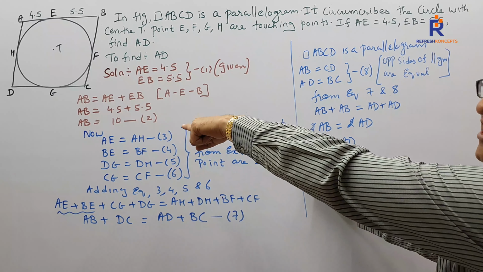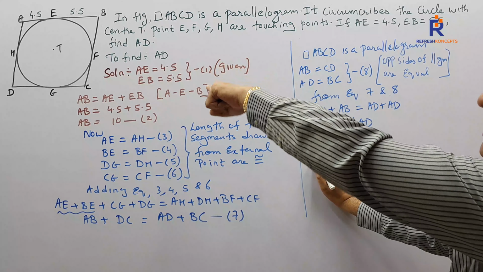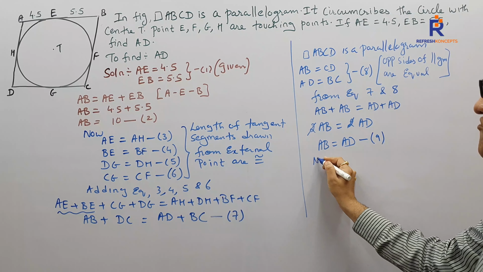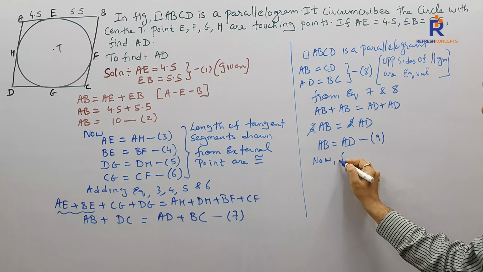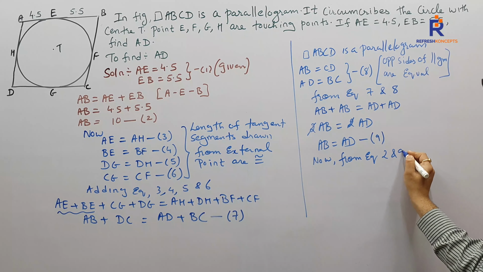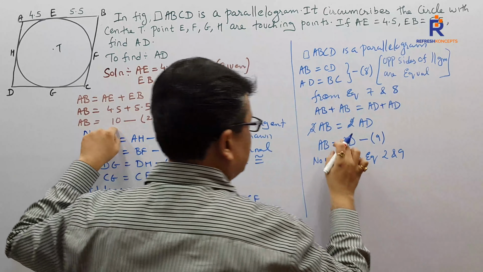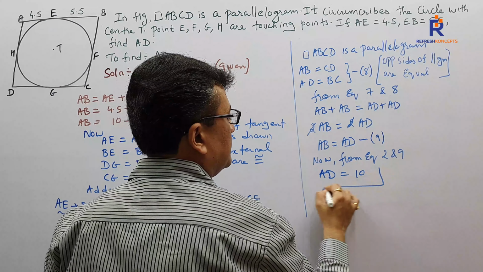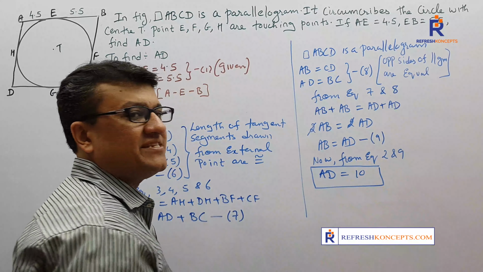Already I have the value of AB. I wanted the value of AD. So this is nothing but equation number 9. Now from equation 2 and 9, what is the value of AB? 10. That's what the value of AD is. AD is also 10. This question gets completed.